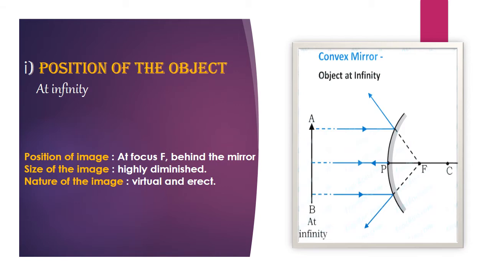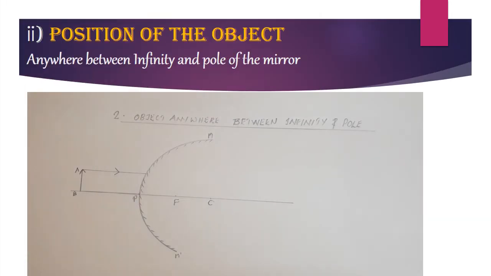So children, we understood that when we keep an object at infinity in a convex mirror, the position of the image is at the focus behind the mirror. Size of the image is highly diminished or point sized. Nature of the image is virtual and erect. Second image formation in convex mirrors, object anywhere between infinity and pole.